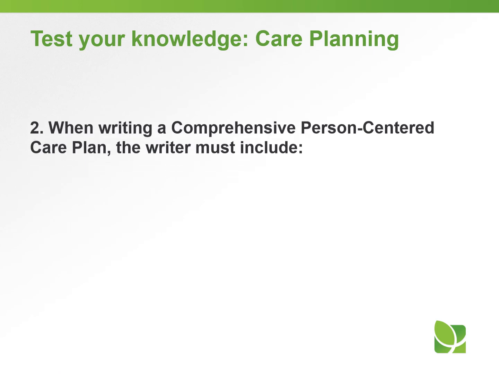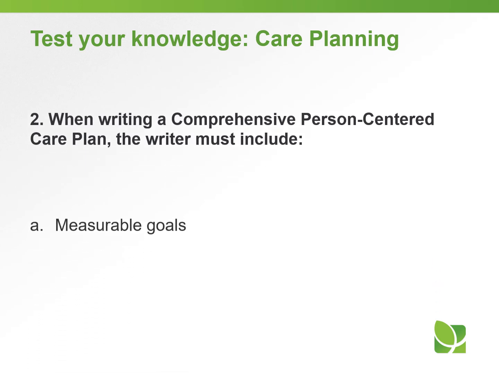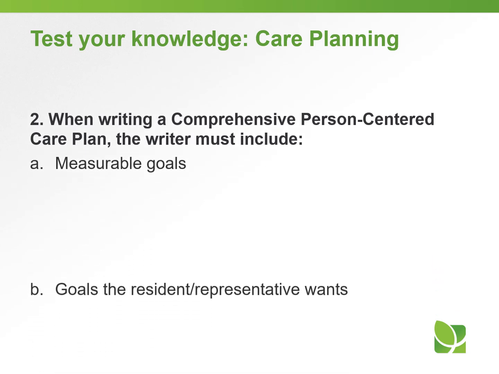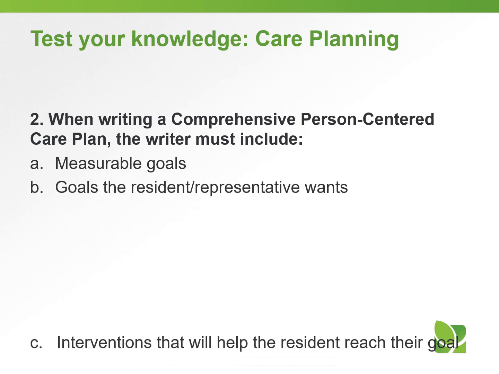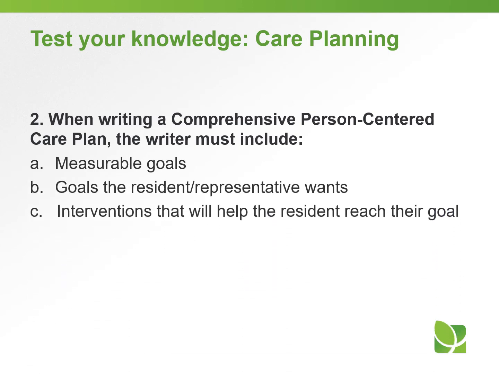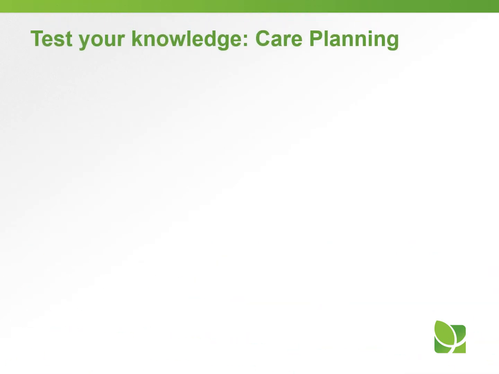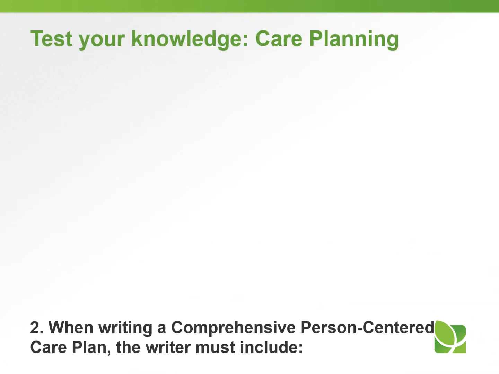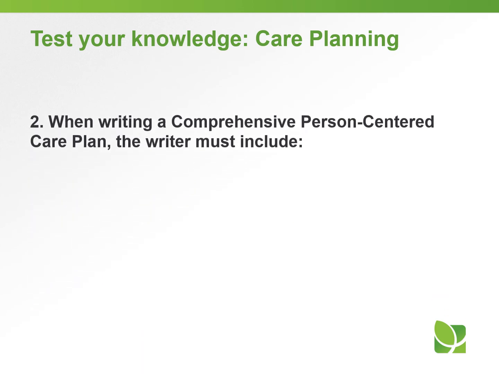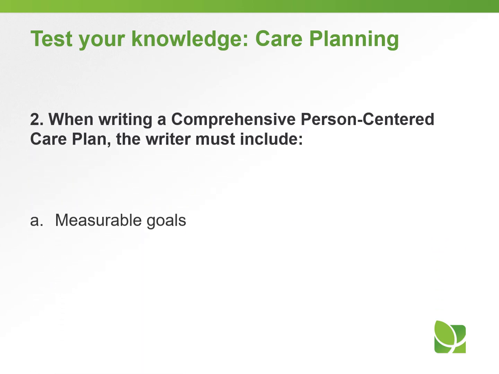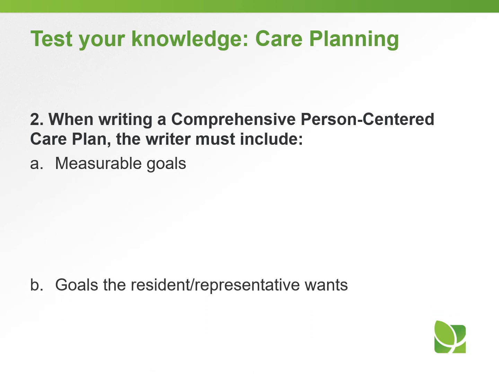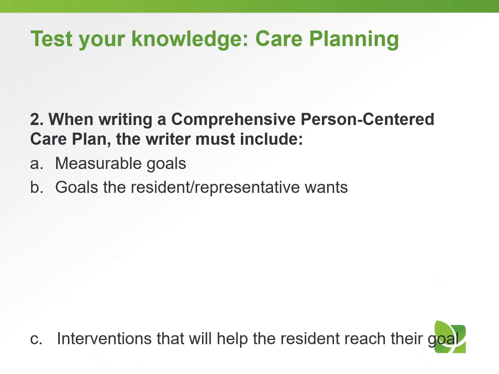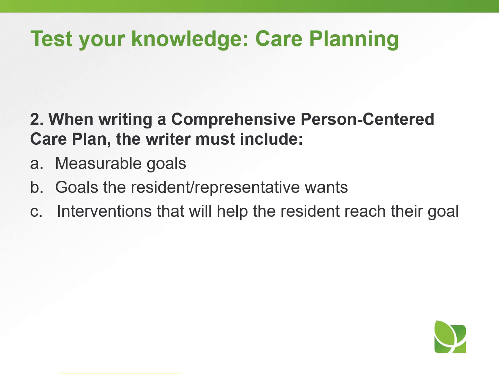Question number 2. When writing a comprehensive person-centered care plan, the writer must include A. Measurable goals, B. Goals the resident or representative wants, C. Interventions that will help the resident reach their goal, or D. All of the above. And the answer to question number 2: when writing a comprehensive person-centered care plan, the writer must include D. All of the above.